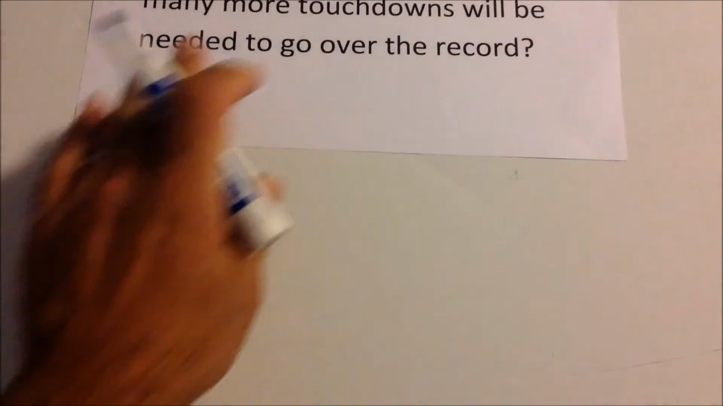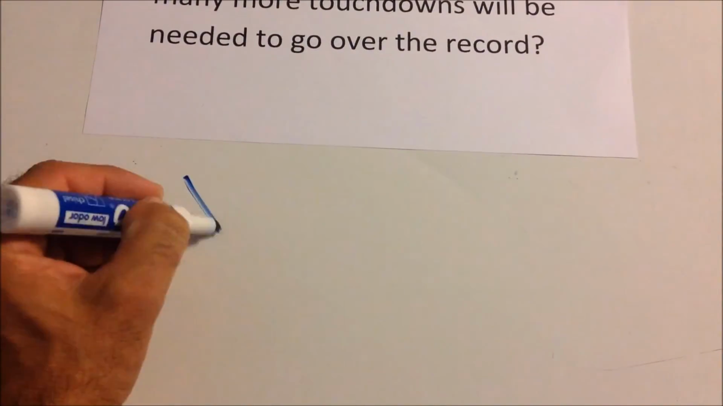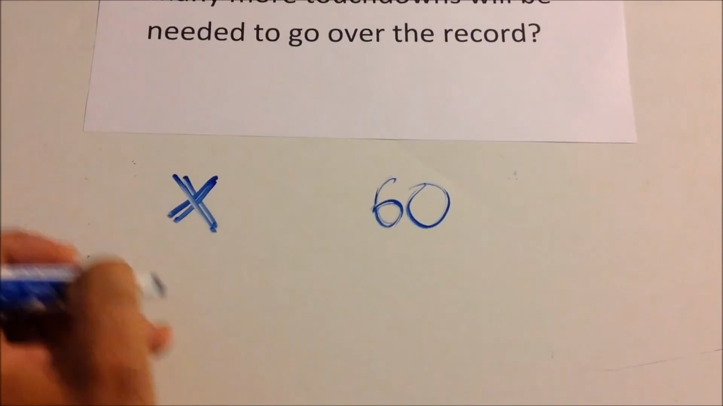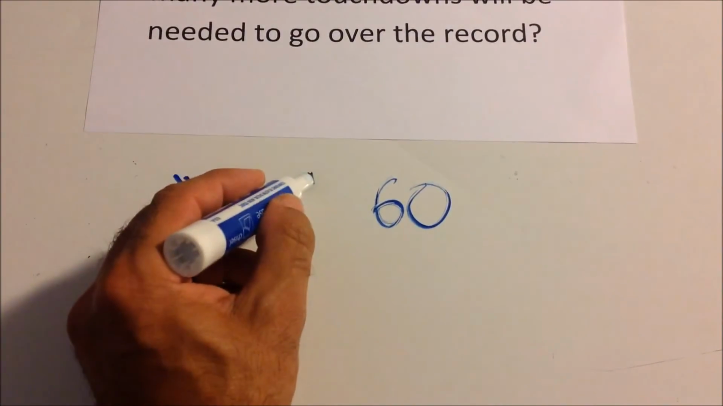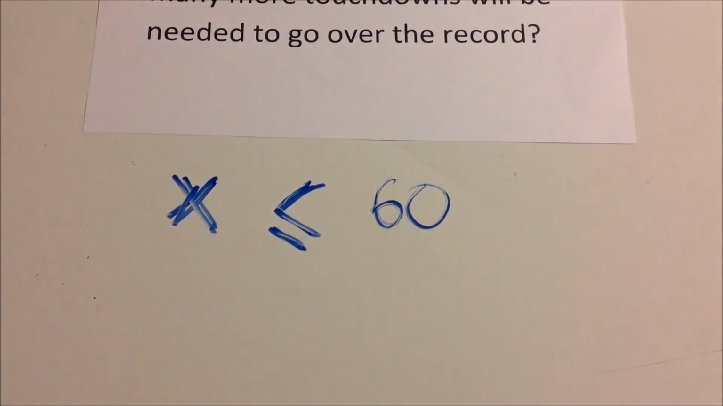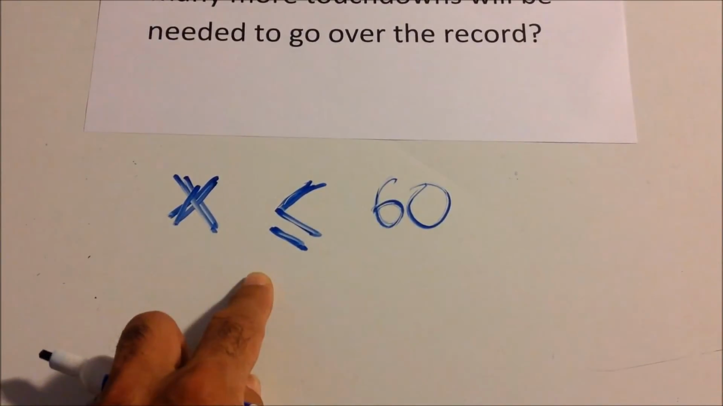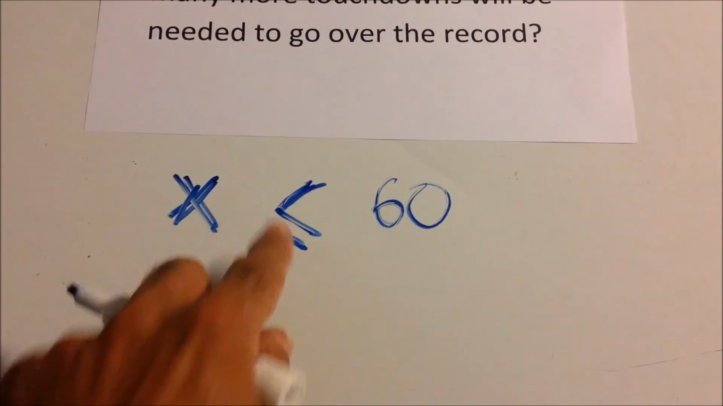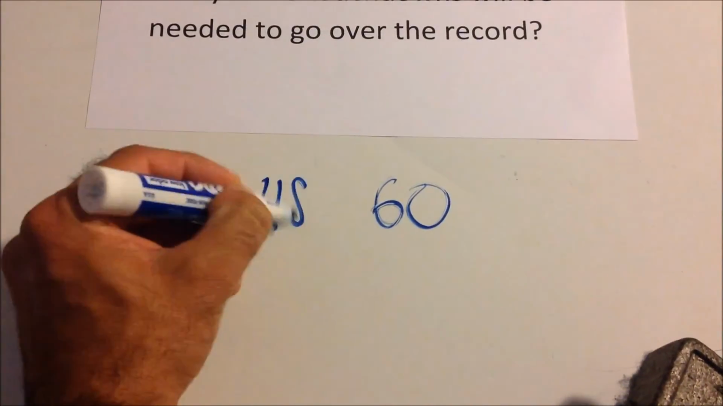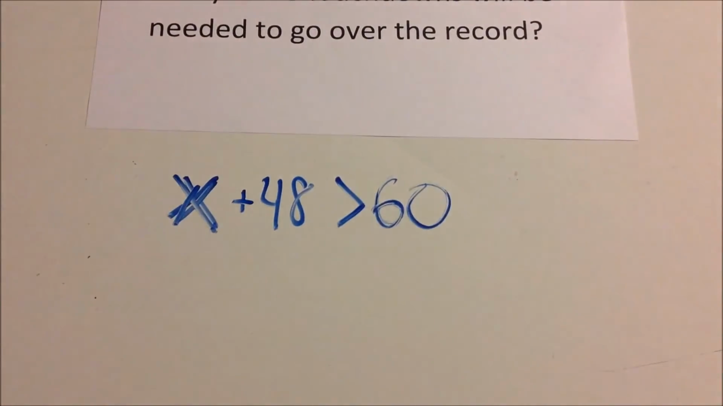Okay, let me erase it over here. So again, we have the high school. We can use X or H, whatever we want to use. So the record is 60, and we want to go over that. We can tie it if you write something like that, but you don't want to tie it. You want to go over the record. You want X plus 48 to be greater than 60.